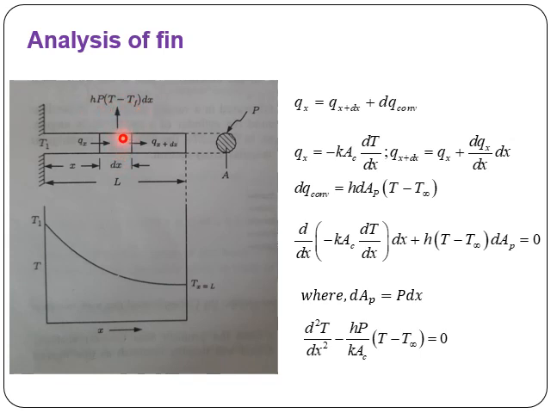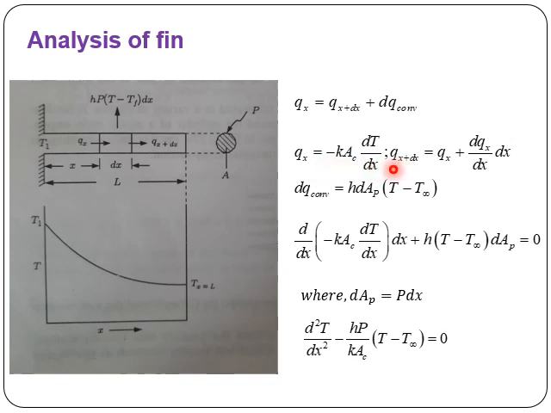So hA delta T is the heat which is convected from the surface. Using the energy balance, we can write Qx, the heat conducted into the element, equal to Qx plus dx, the heat conducted out of the element, plus the heat which is convected to the surrounding. So Qx is equal to Qx plus dx plus the heat convected from the elemental area. Qx by Fourier's law is given as minus kA dT by dx. This is Fourier's law, which is the governing law for conduction.